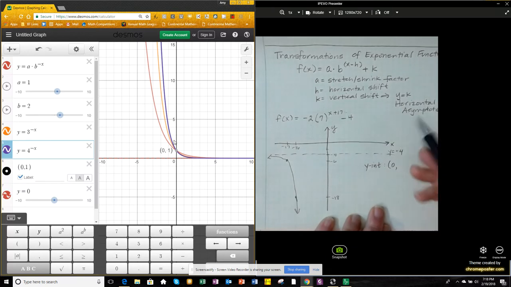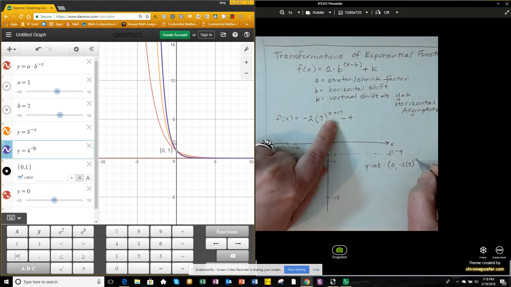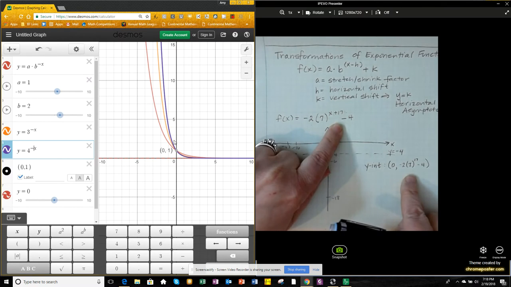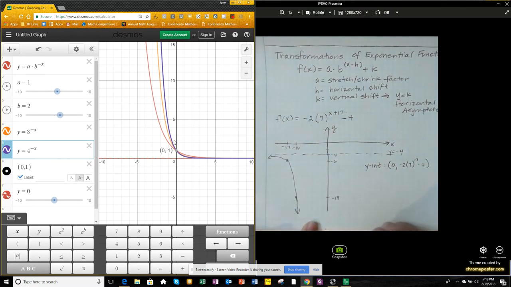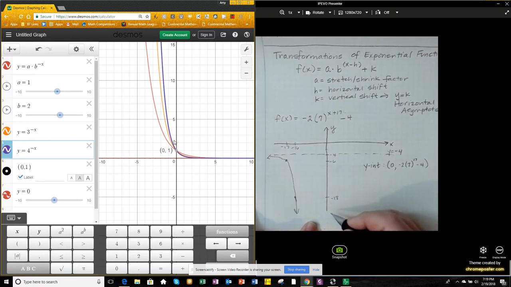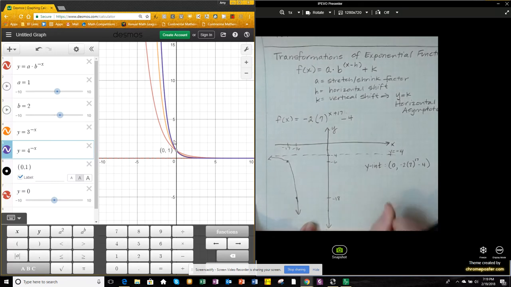That would be negative 2 times 7. When x is 0, this is going to be 2 to the 17th power minus 4. This is going to be an astronomically large number, so largely negative. So it's going to be way, way down there before it ever hits the y-axis. But that's how you would find the y-intercept.